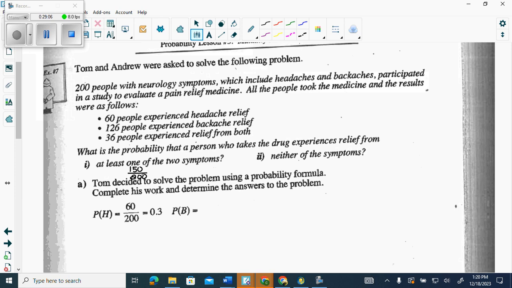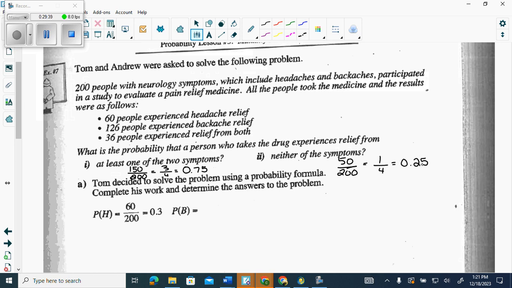So that will be, cancel, 3 out of 4. Or 0.75. Neither of the symptoms. 50 out of 200. Which is 1 out of 4. Or 0.25. Are these questions crazy, the ones that I'm giving you right now? No, those ones are feasible, right? They don't sound like, compared to perms and combs, probability, this is like a cakewalk, right?